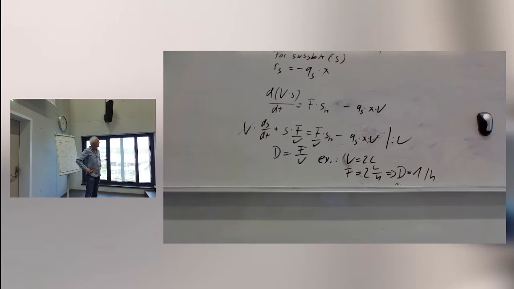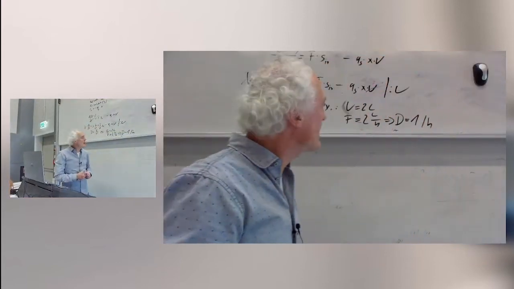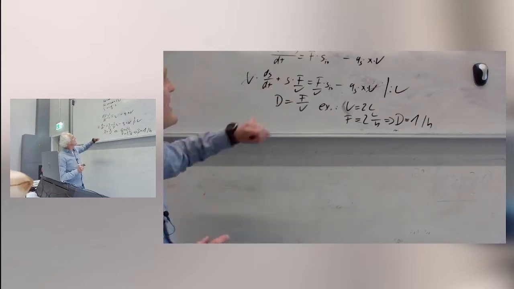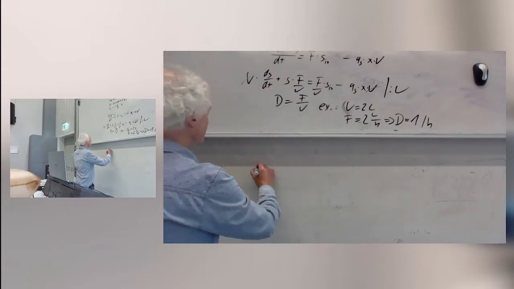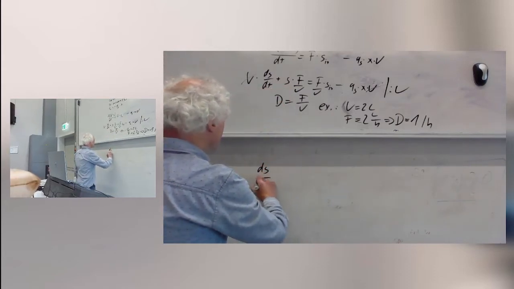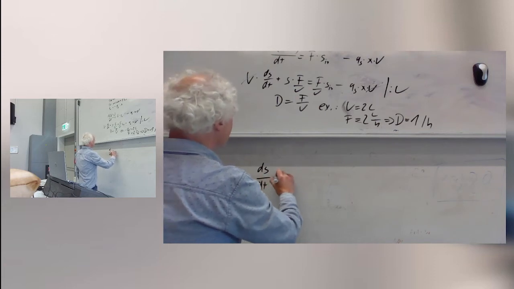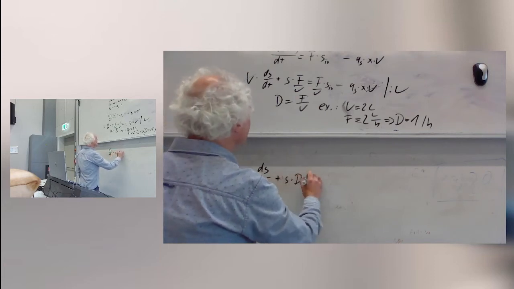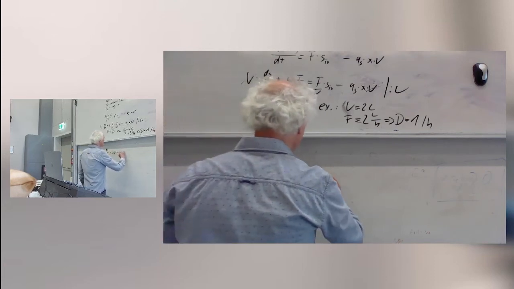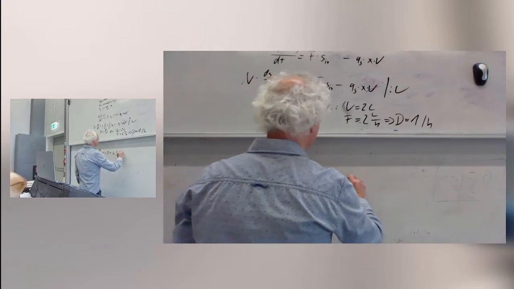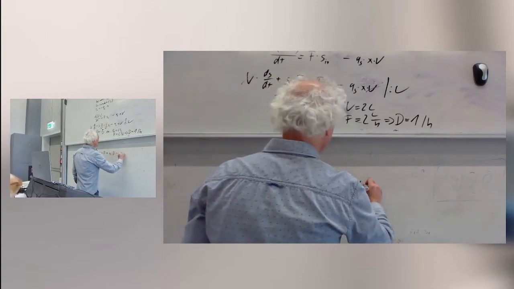It's always concentration, yeah. So now I can put that in this equation. I can write dS/dt plus S times D is equal to S in times D minus q_S times X.